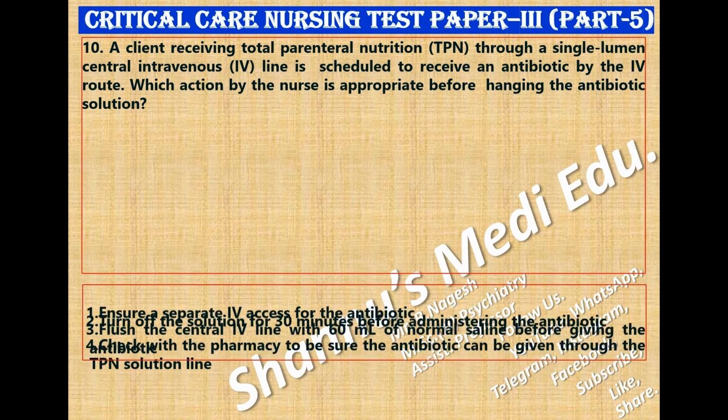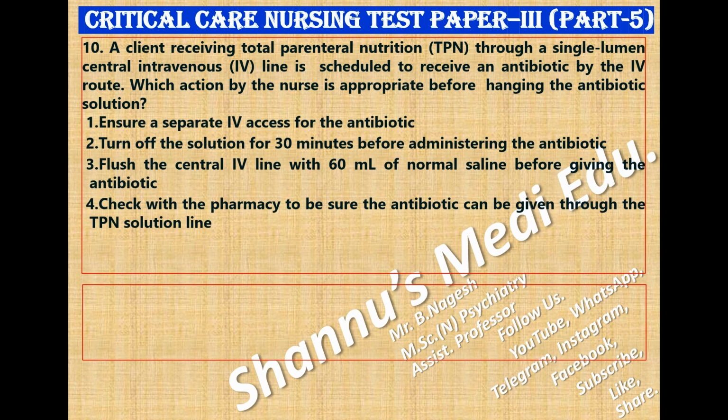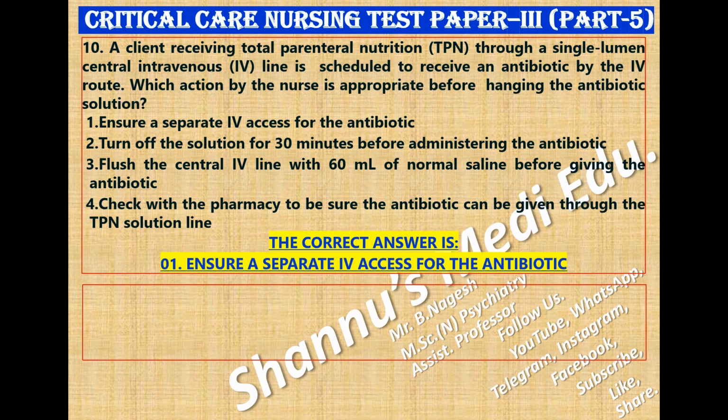Question number 10. A client is receiving total parenteral nutrition, TPN, through a single lumen central venous catheter. He is scheduled to receive an antibiotic by the IV route. Which action by the nurse is appropriate before hanging the antibiotic solution? Option 1 is ensure a separate IV access for the antibiotic. Option 2, turn off the solution for 30 minutes before administering the antibiotic. Option 3 is flush the central venous line with 60 ml of normal saline before giving the antibiotic. Option 4 is check with the pharmacy to be sure the antibiotic can be given through the TPN solution line. The correct answer is ensure a separate IV access for the antibiotic.